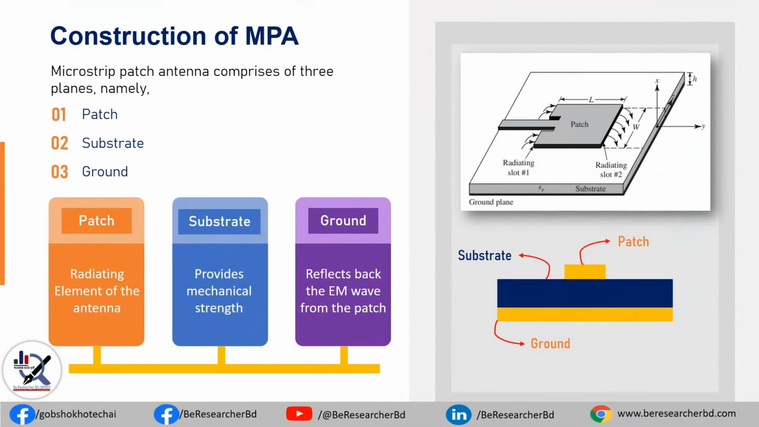Now that we have learned why we need to know about the microstrip patch antenna, it's time to discuss its construction. There are mainly three planes in a microstrip patch antenna, namely the patch, substrate, and the ground plane. The patch acts as the radiating element of the antenna, the substrate provides mechanical strength, and the ground is responsible for reflecting the electromagnetic wave that is coming from the patch.